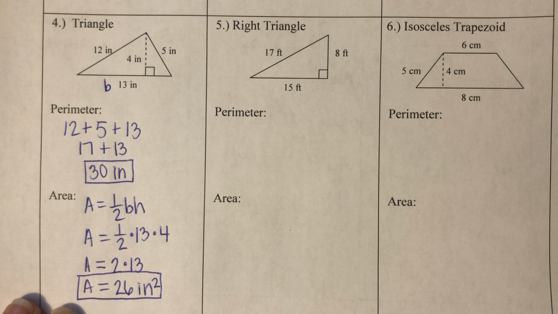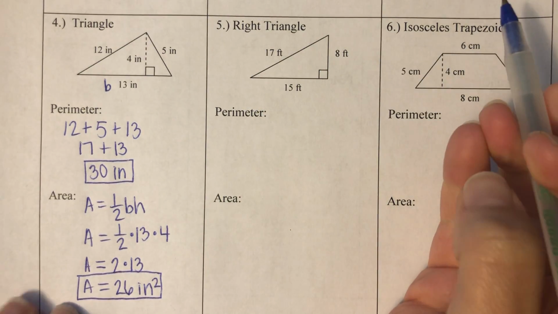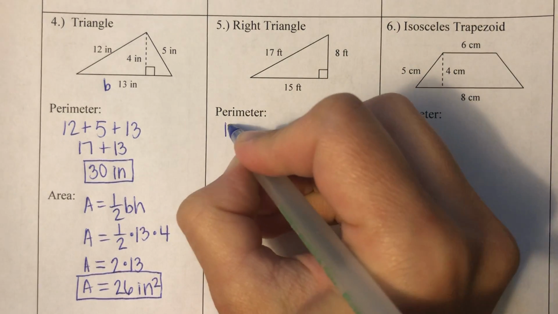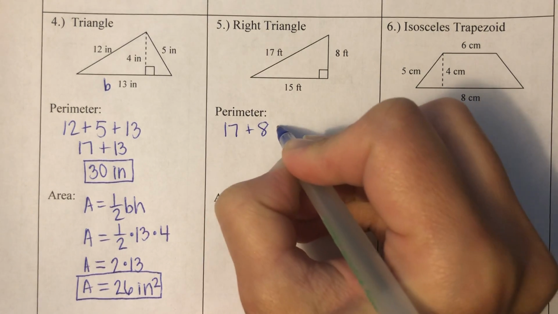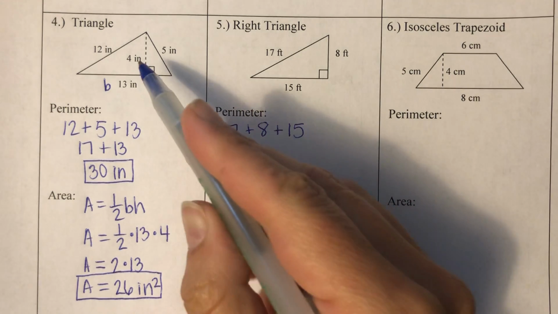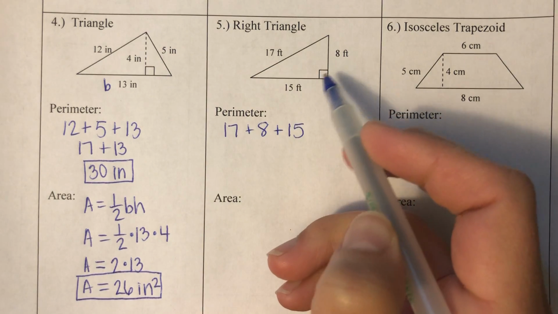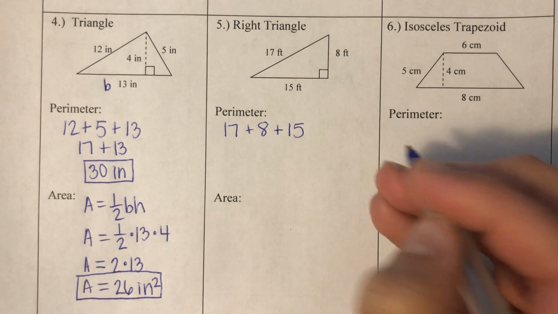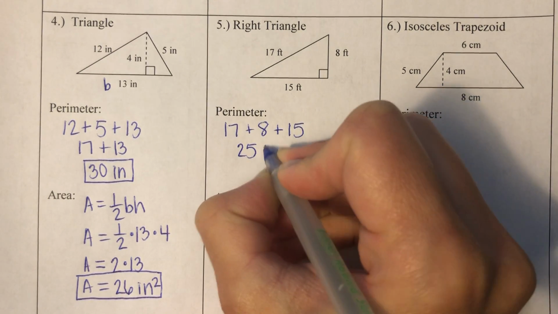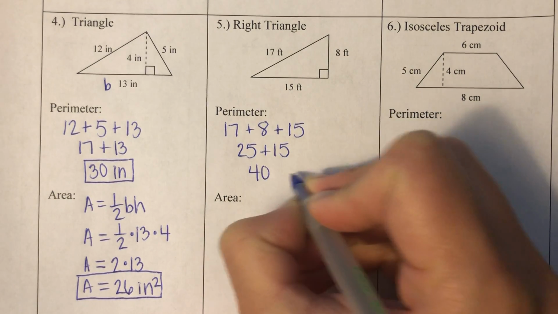All right, we're going to do another triangle. Just instead of this acute triangle, we have a right triangle. Perimeter, add up all the sides. So 17 is a side, 8 is a side, 15 is a side. Notice in this example, there's no dimension in the middle here that we need to exclude. All 3 of these are along the outside. All right, now we're going to add 17 plus 8 is 25. Plus that 15 is going to give us 40.